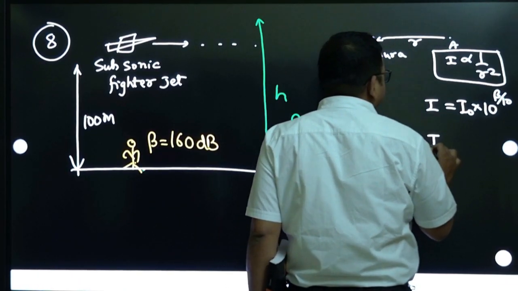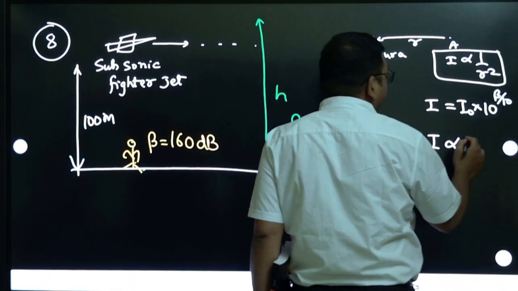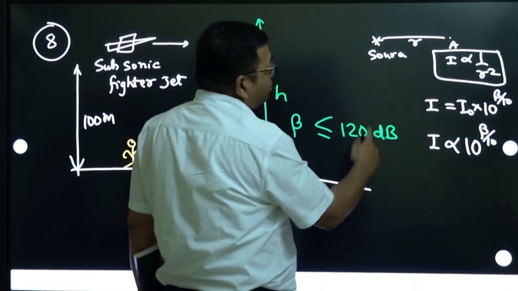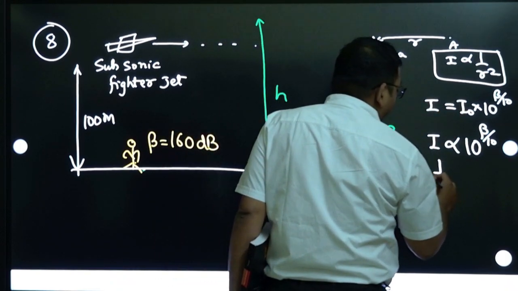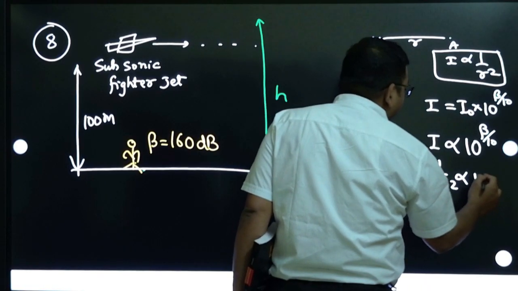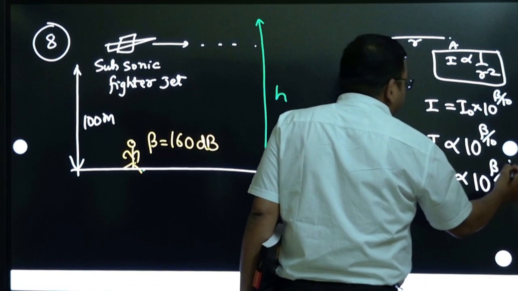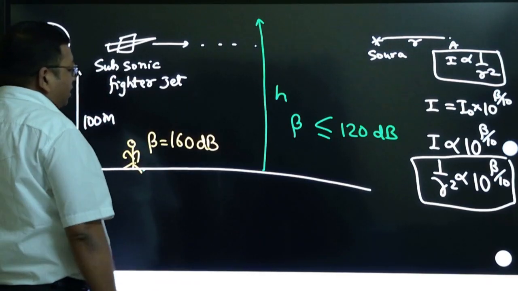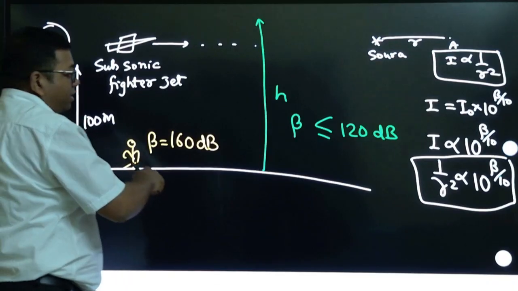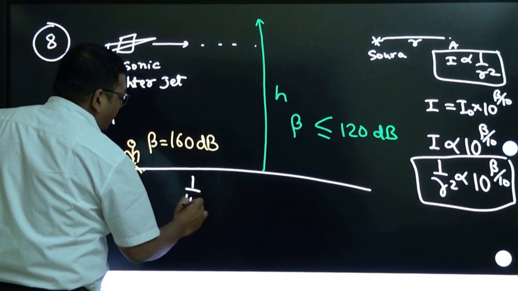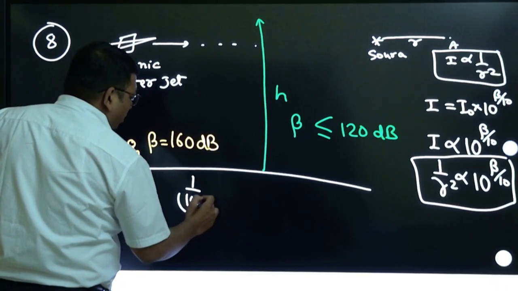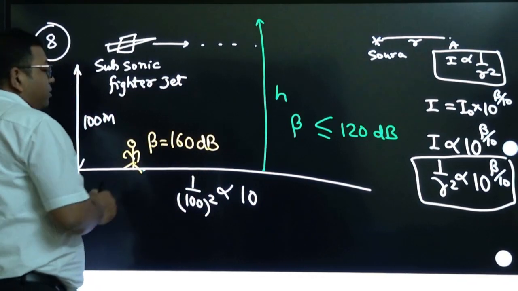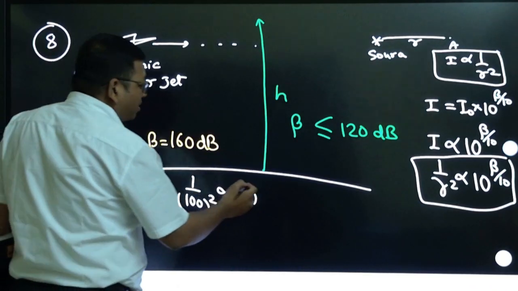So we can write intensity is proportional to 10 to the power beta by 10, as I naught is anyway constant. That's what you have to think, and I is proportional to 1 by r square. So you can write 1 by r square is proportional to 10 to the power beta by 10. This concept we are going to use here to solve the question. Okay. So first case you take beta as 160 and distance is 100. So let's write the first equation. So 1 by 100 square is proportional to 10 to the power beta, which is 160 by 10, which becomes 16.